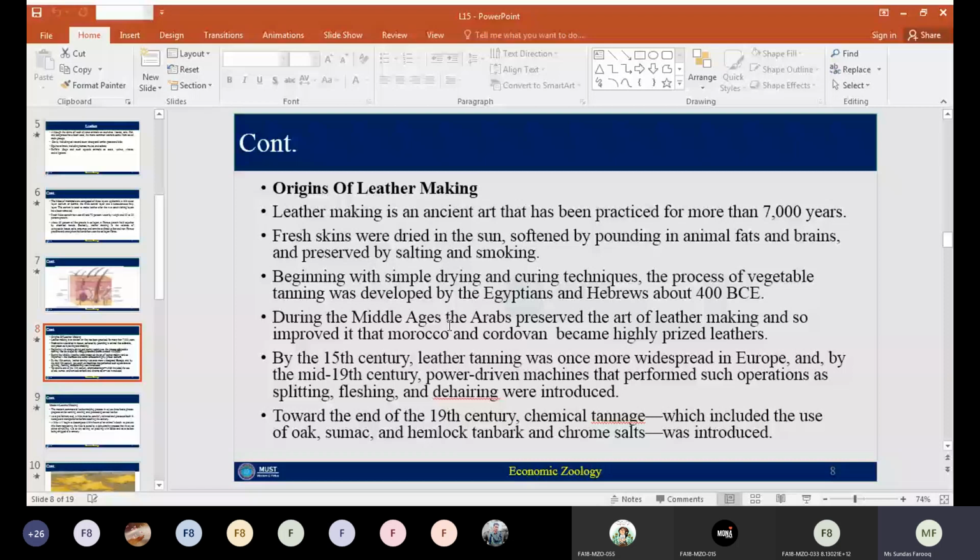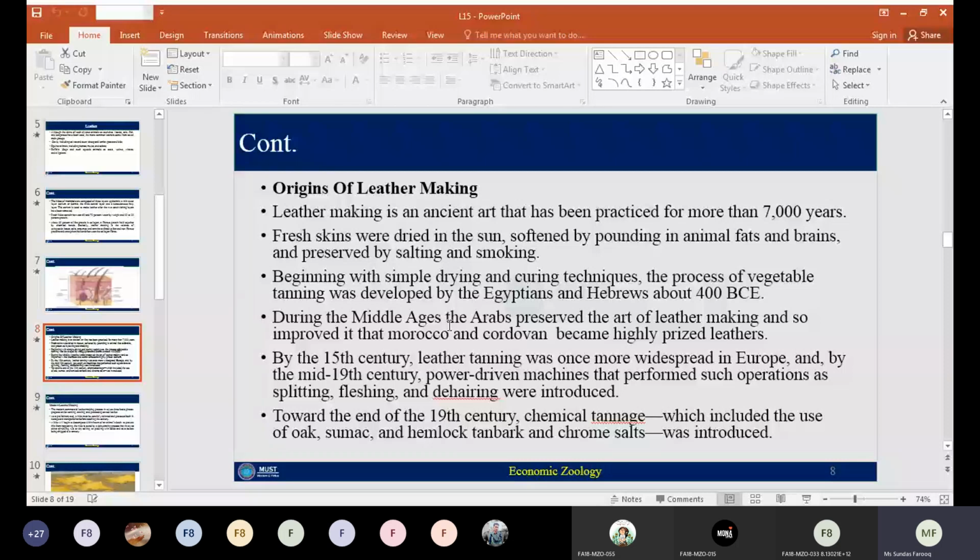Beginning with simple drying and curing techniques, the process of vegetable tanning was developed by the Egyptians and Hebrews about 400 BC. It means there was gradual modernization in the process of leather formation, and during the Middle Ages, the Arabs preserved the art of leather making and improved it to the Morocco and Cordovan. This made leather a highly priced product. It means with the gradual improvement, when the leather was processed in several ways, its price increased.